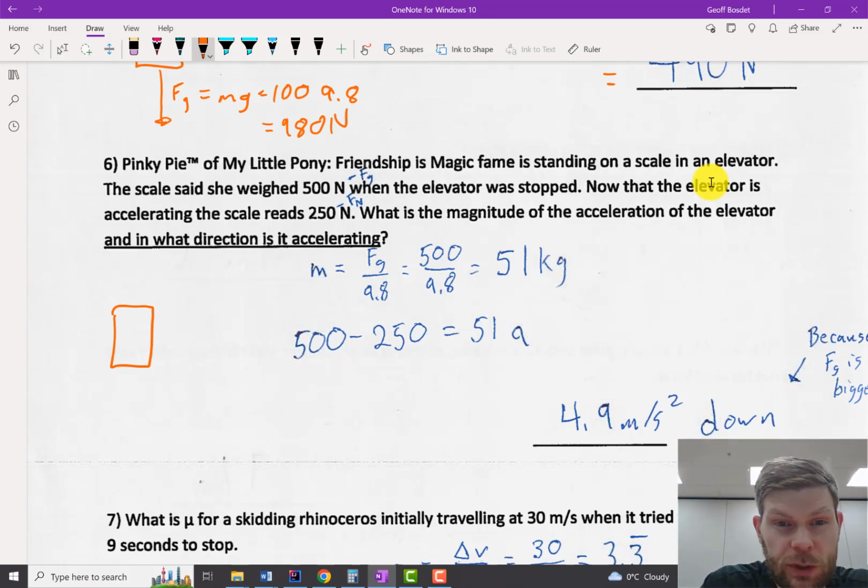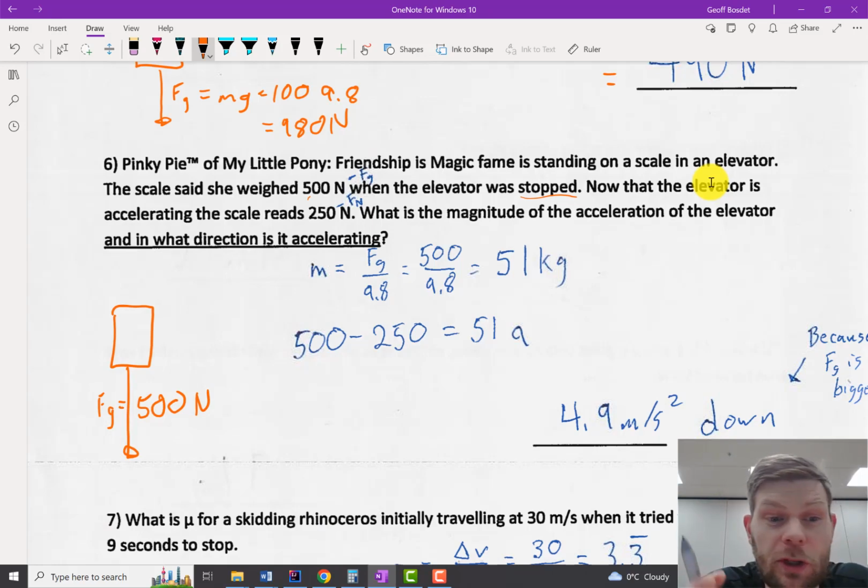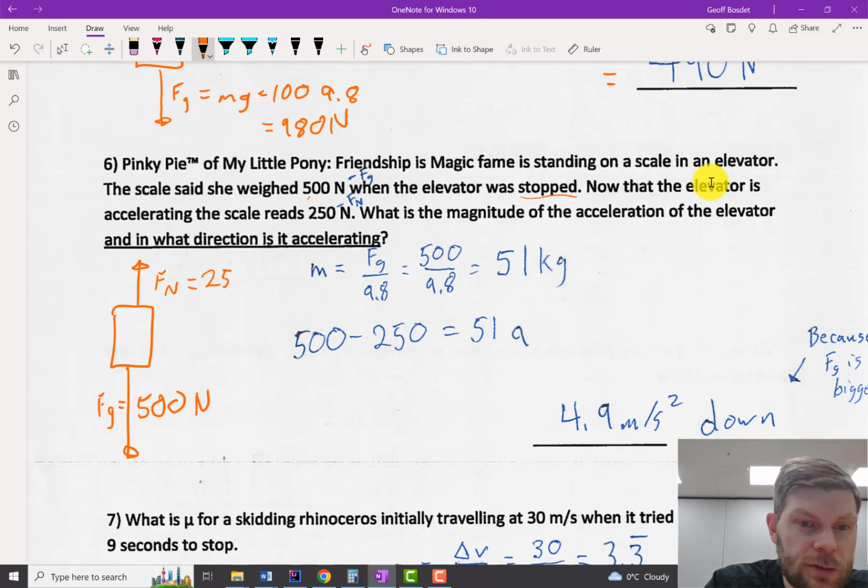Normal force is equal and opposite to gravity when the elevator is stopped or moving at a constant velocity, and that force of gravity will not change. So Fg is 500 newtons. Pinkie Pie didn't move to another planet. She didn't go on a diet or start eating a ton of crazy stuff. Her force of gravity is still 500 newtons. But now that the elevator is accelerating, the scale is reading 250 newtons. Because remember, scales measure normal force, so your normal force is 250.